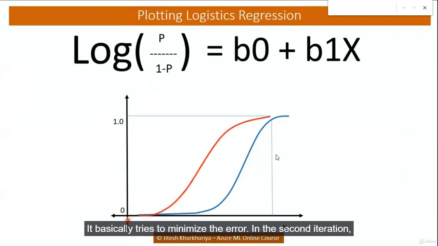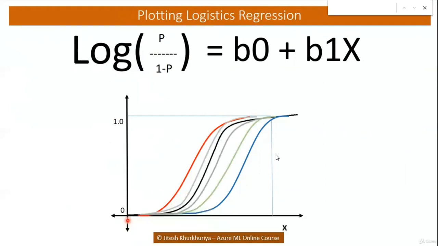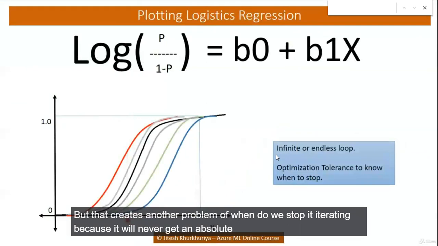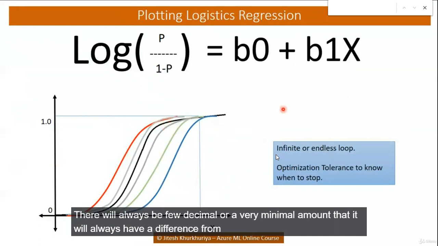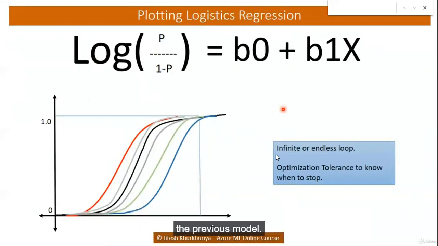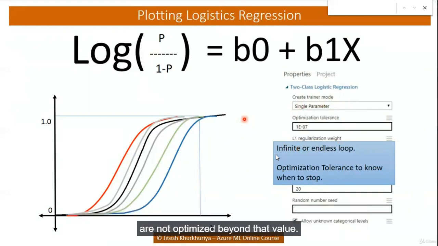In the second iteration, we may get a curve like this. We go on minimizing the errors and our curve will start converging to the best possible results. But that creates another problem of when do we stop iterating, because it will never get an absolute minimum value. There will always be a few decimals or a very minimal amount that it will always have as a difference from the previous model. So we provide a threshold called optimization threshold that tells the model to stop when these curves are not optimized beyond that value. I hope that explains what is optimization tolerance.